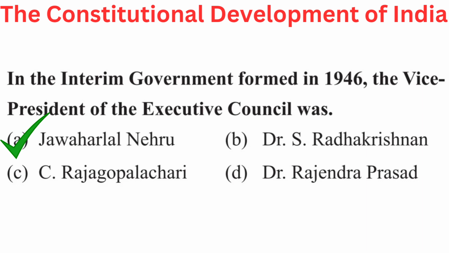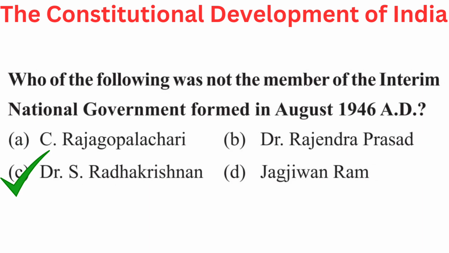The question is, in the interim government formed in 1946, the Vice President of the Executive Council was. Your options are A. Jawaharlal Nehru, B. Dr. S. Radhakrishnan, C. C. Rajagopalachari, or D. Dr. Rajendra Prasad. Right answer is A. Jawaharlal Nehru.